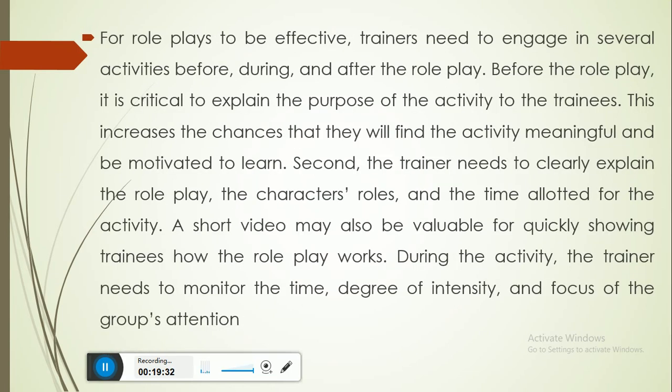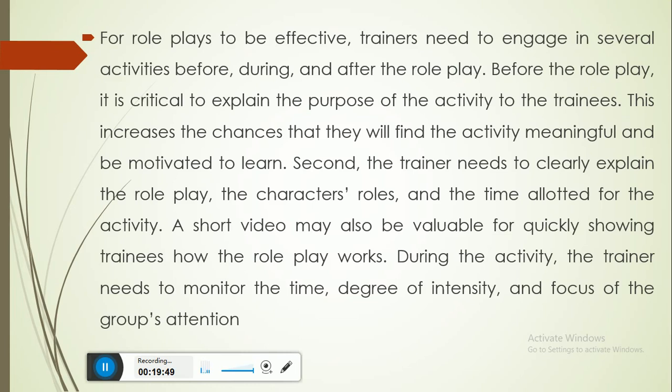So for role play to be effective, the trainer needs to be engaged in several activities before, during, and after the role play. So before, during, and after the role play, what do you need to do?